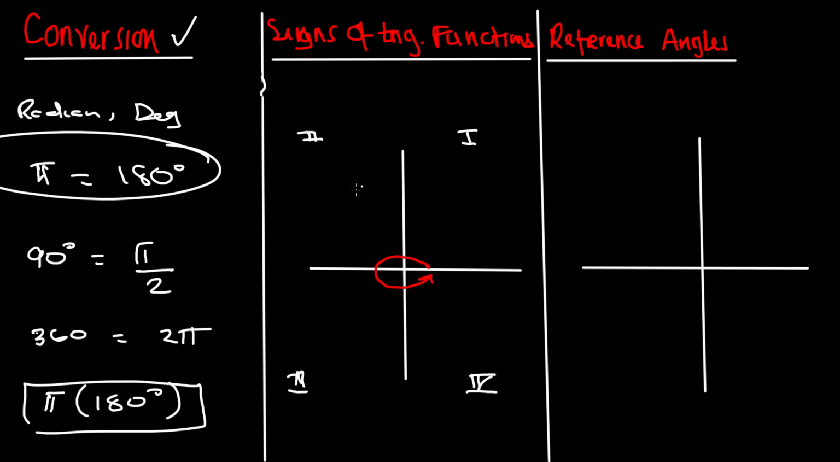All right, so we go to signs. Signs normally use this mnemonic. It's called ASTC, which is All Students Take Calculus, or you can say Chemistry, whichever will make it easier for you to remember. You might have a subject you can put there. So what does it mean? It means that every function has its sign in these quadrants.